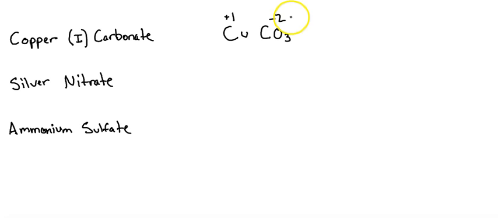So if we want to balance this, we set it equal to 0. We want this side to equal +2 so it can balance out our -2 on this side. And we know that we need 2 coppers to balance out our 1 carbonate. So that means when we write it out, we have Cu2CO3.